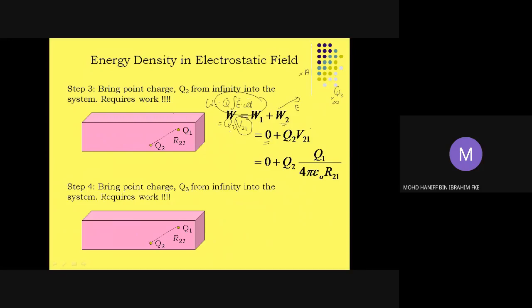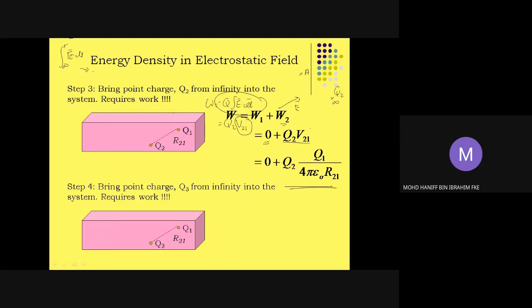And W2 is the current work or present work, which is Q2 of V21. And that should be our equation of work 2, given by these equations. If you have a look, based on what we have learned previously, the E dot dl, from infinity to, let's say, R.